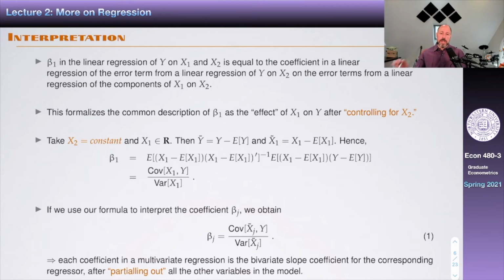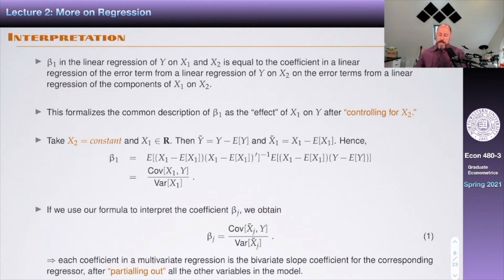And I wrote here, this formalizes the common description of beta 1 as the effect of x1 on y after controlling for x2. Again, when we start thinking causally about beta, we usually talk about these things as controlling for all this stuff. And here you can see how you can actually formalize that mathematically by using this partitioning.